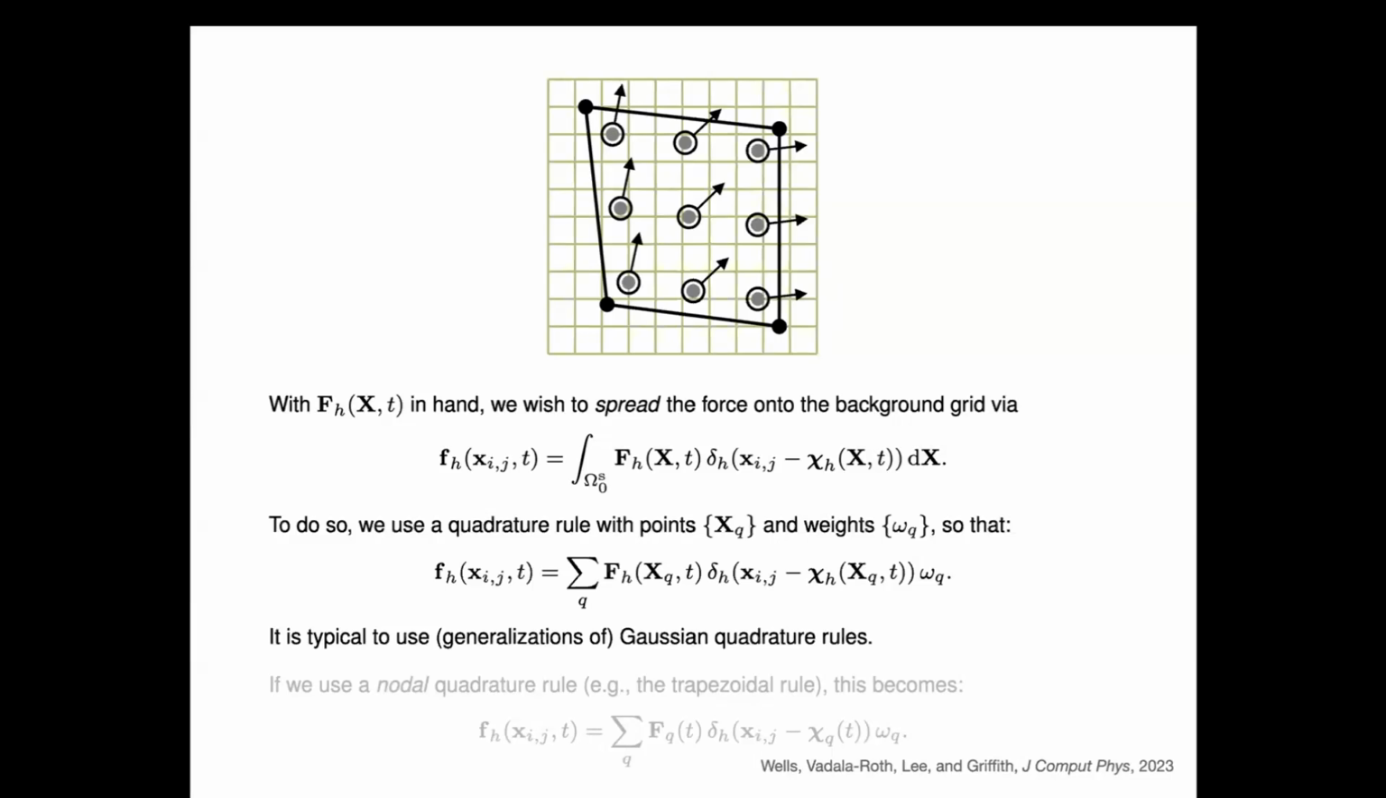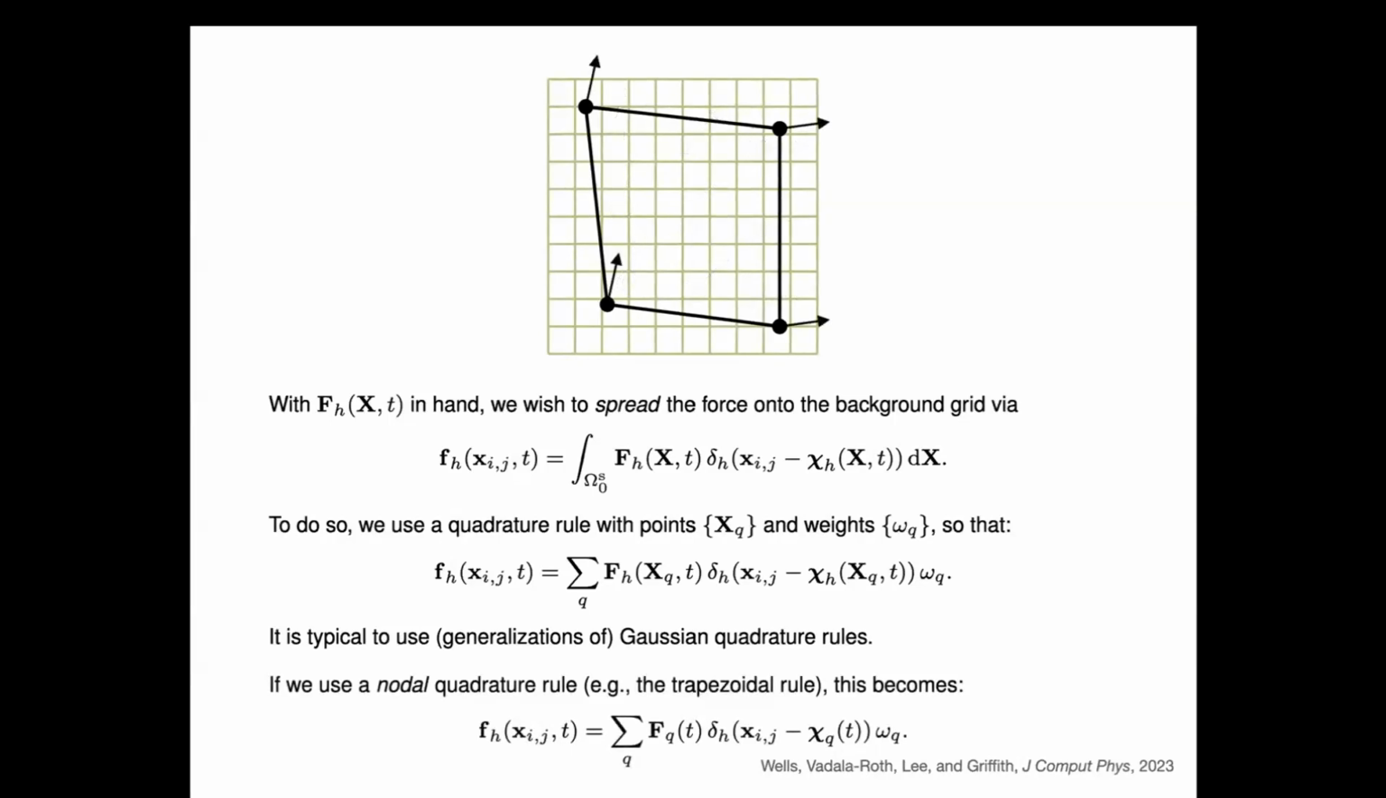You could also, instead of using a Gaussian rule, maybe just use a nodal rule. To evaluate this integral, you could just sample the forces that you've already computed at the nodes, and you can directly spread those forces from the nodes of the mesh to the background grid. That's a reasonable thing to do as well.